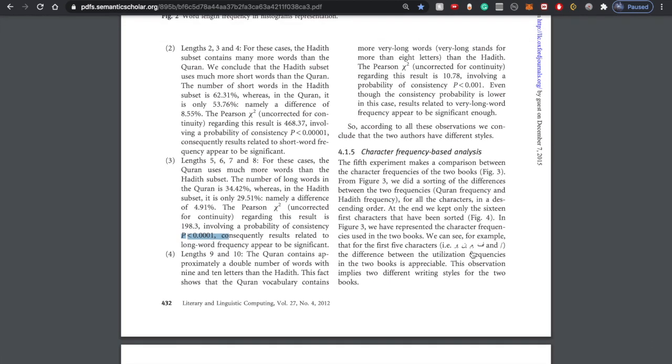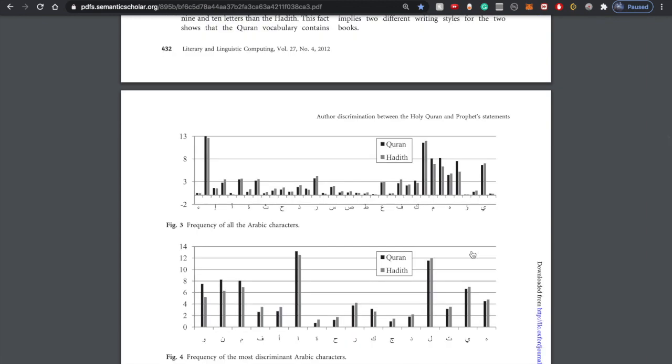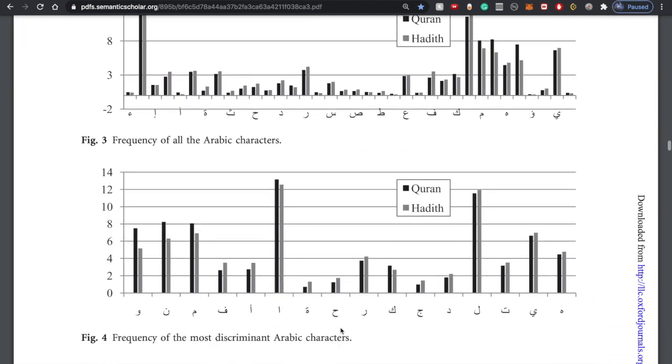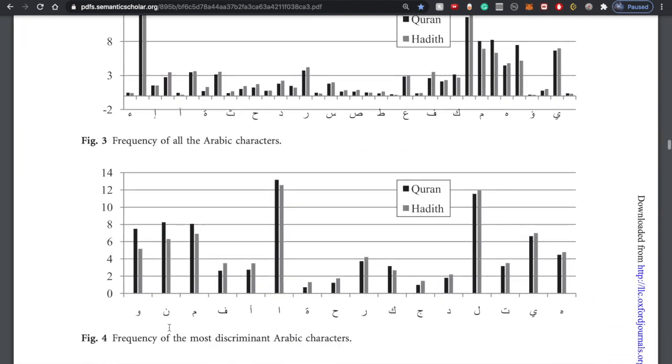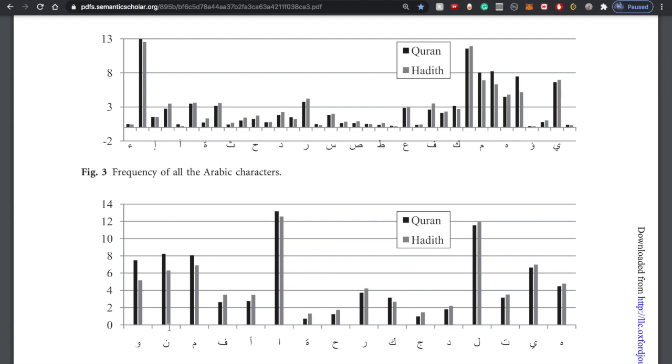Next experiment here. So now we're looking at the character frequencies of the two books. Basically, think about them like alphabets, right? So Arabic alphabets. You can see significant differences here, right? So of course, again, certain letters are going to make up words more often than other letters. Like, for example, in English, think about how you don't really find too many words that are made up of the letter Z, right?